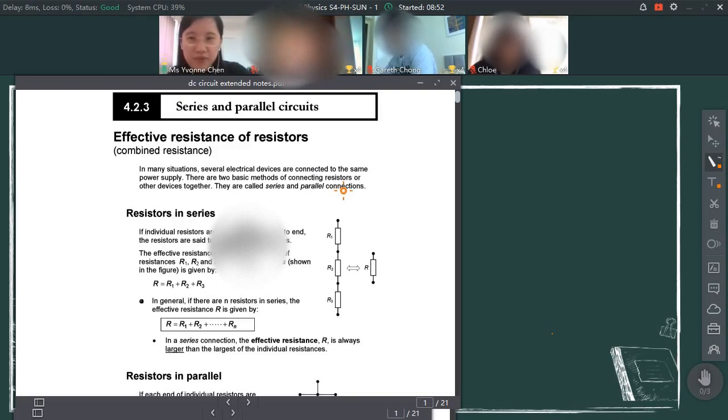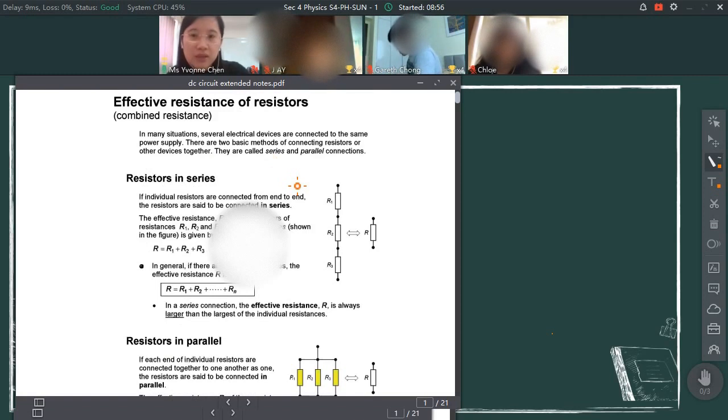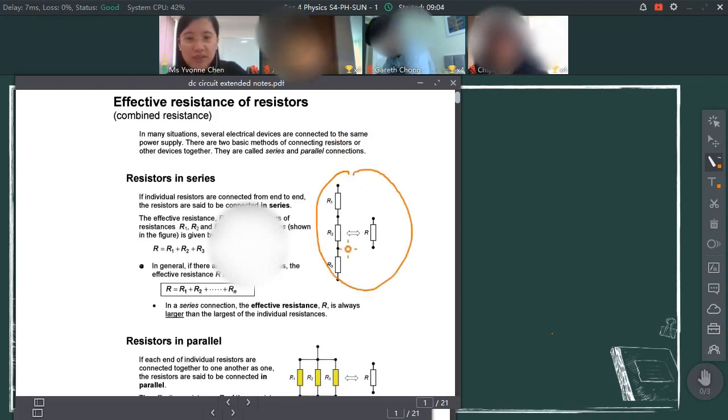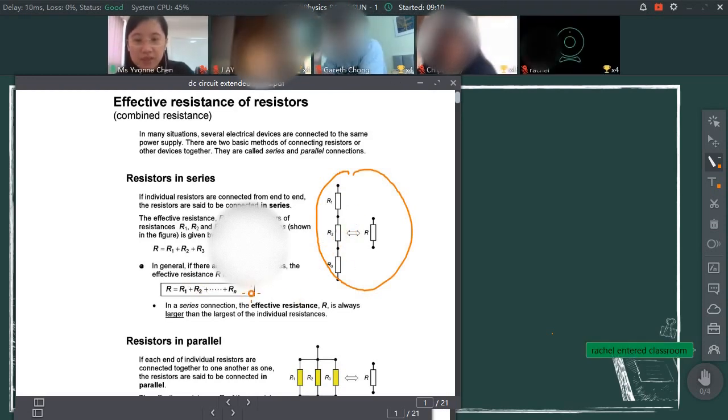This lesson will be focusing on resistance, effective resistance. We have talked about the simple examples last week. When we find the total resistance of resistors connected in series, this is the formula. We find the sum: R1 plus R2 plus R3 plus until Rn.